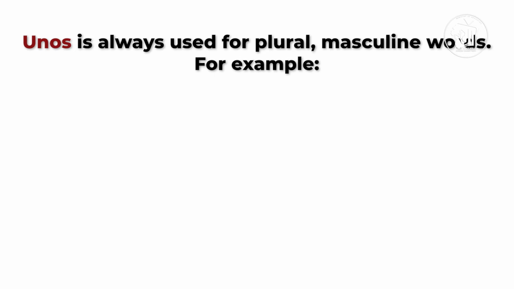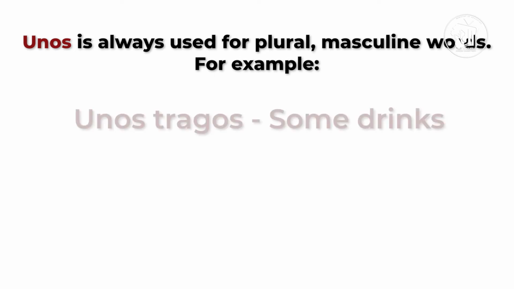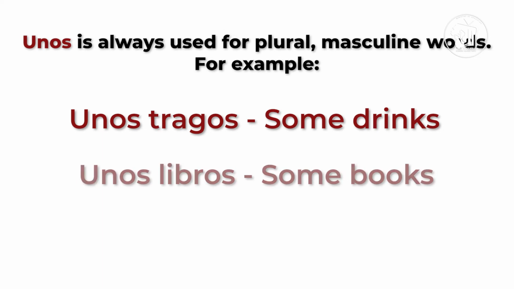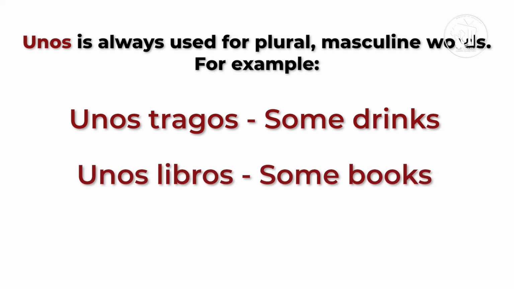Unos. Unos is always used for plural masculine words. For example, unos tragos, some drinks. As you can see, we are not being specific. We are saying some, and plural of drink is drinks. So unos tragos means some drinks. Unos libros, which means some books.